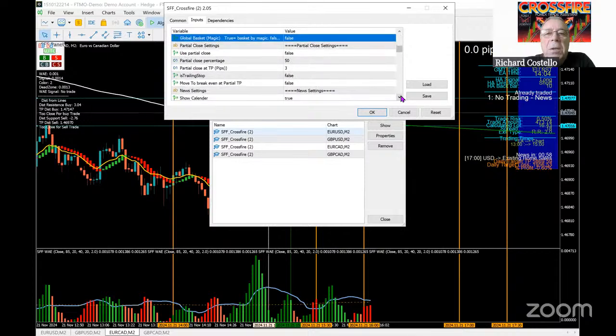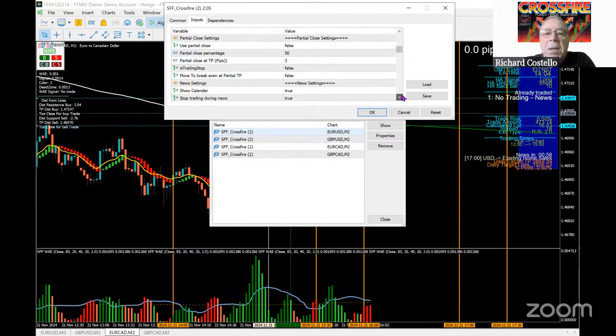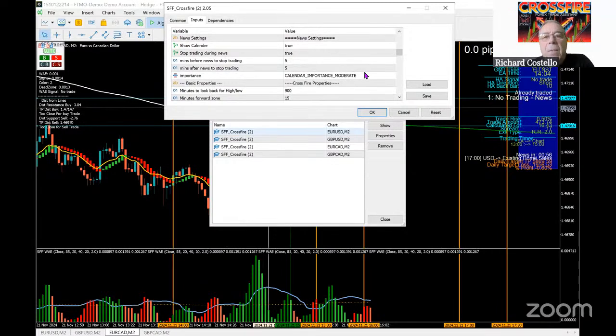Partial close settings I'm going to ignore, because I don't use those at the minute. New settings, I'm currently on moderate. I'm currently on 5 minutes before and 5 minutes after. You can change that if you wish.